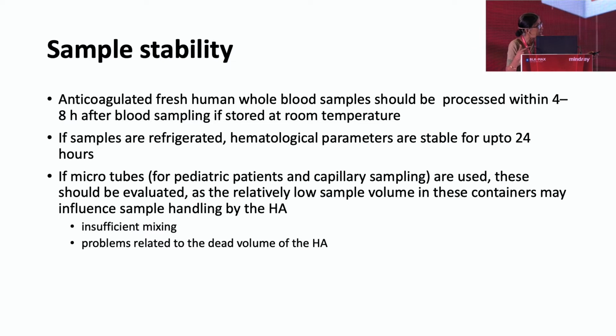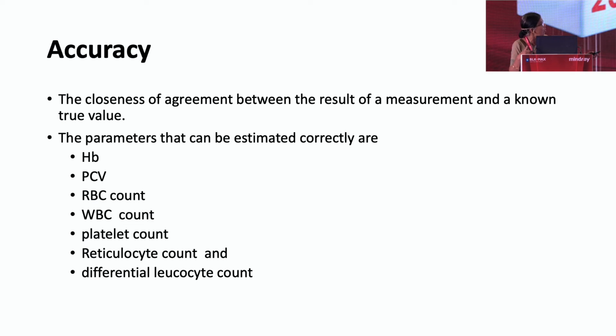If you use pediatric sample or capillary sampling, there are other factors that need to be kept into consideration, especially if there is insufficient mixing or problems related to dead volume of the hematology analyzer, then the results may not be very accurate. So the closeness of agreement between results of a measurement and a known true value is what is accuracy. All the hematology parameters need to be measured for accuracy.